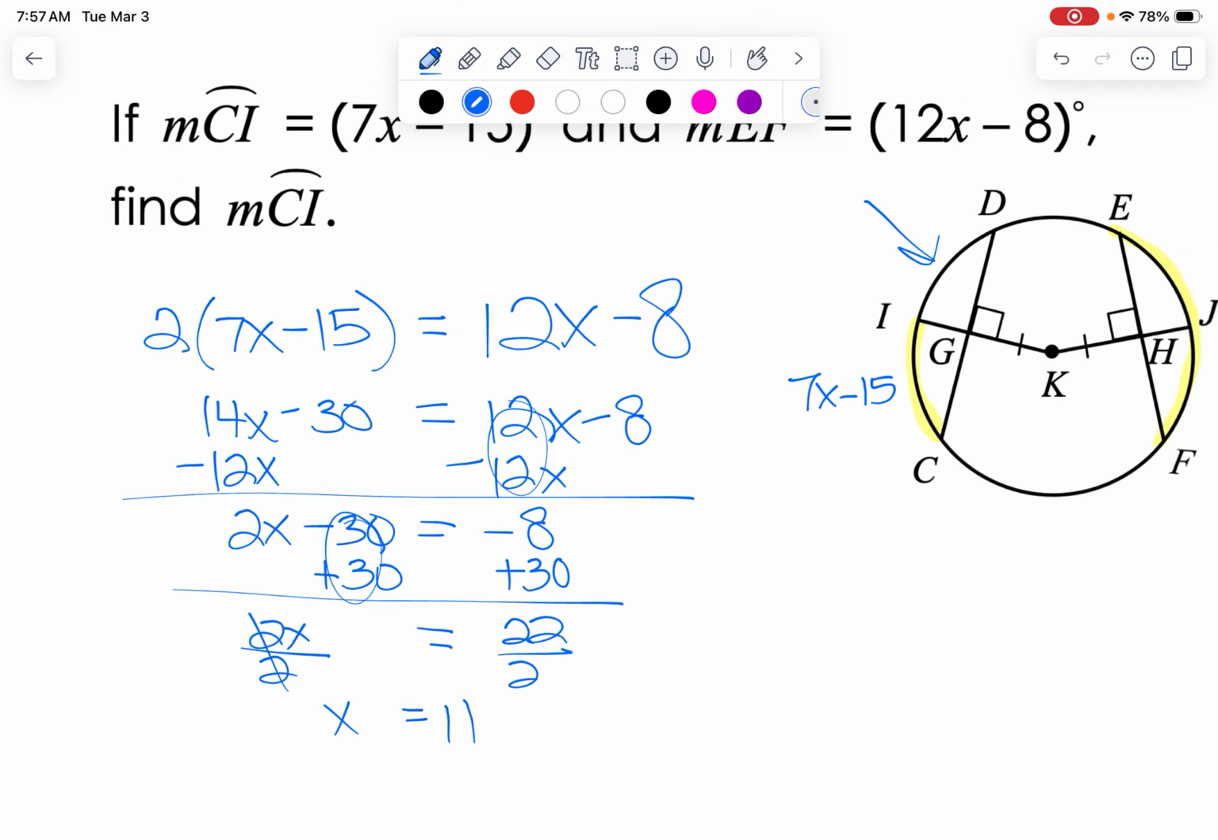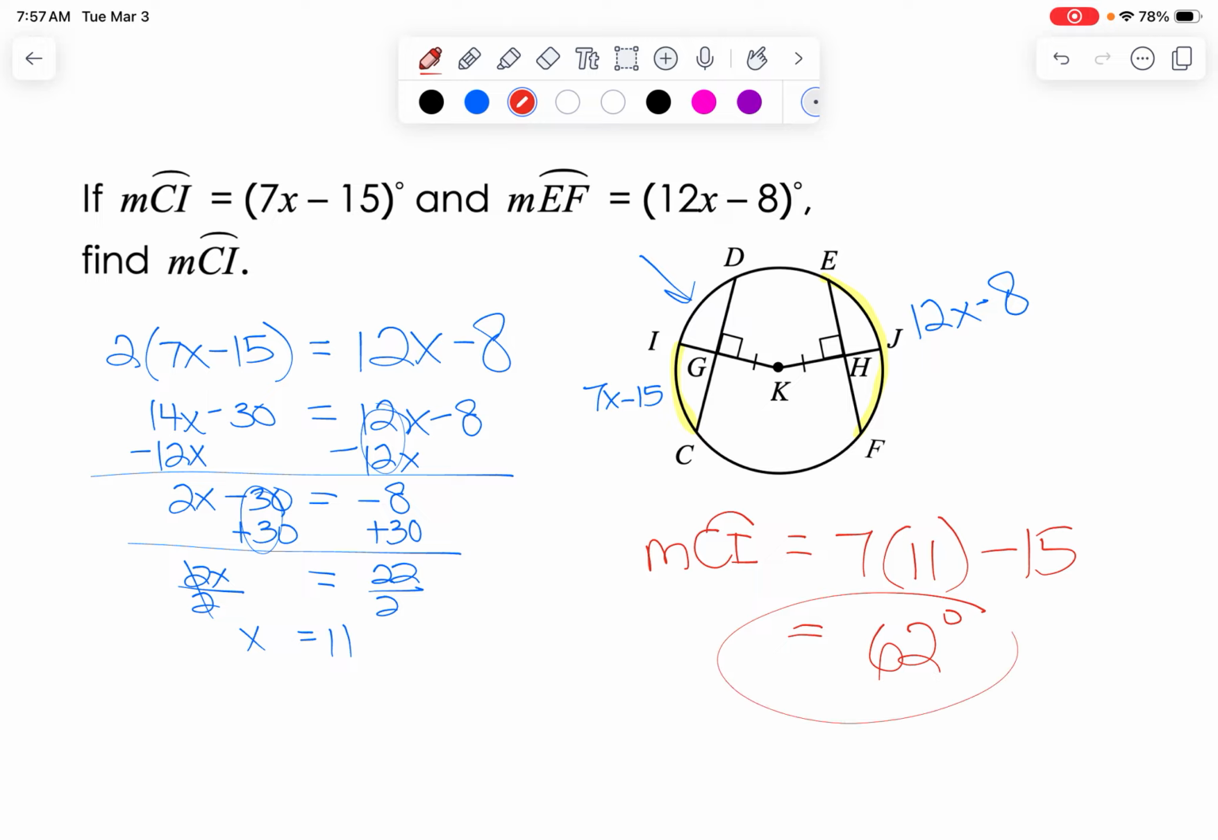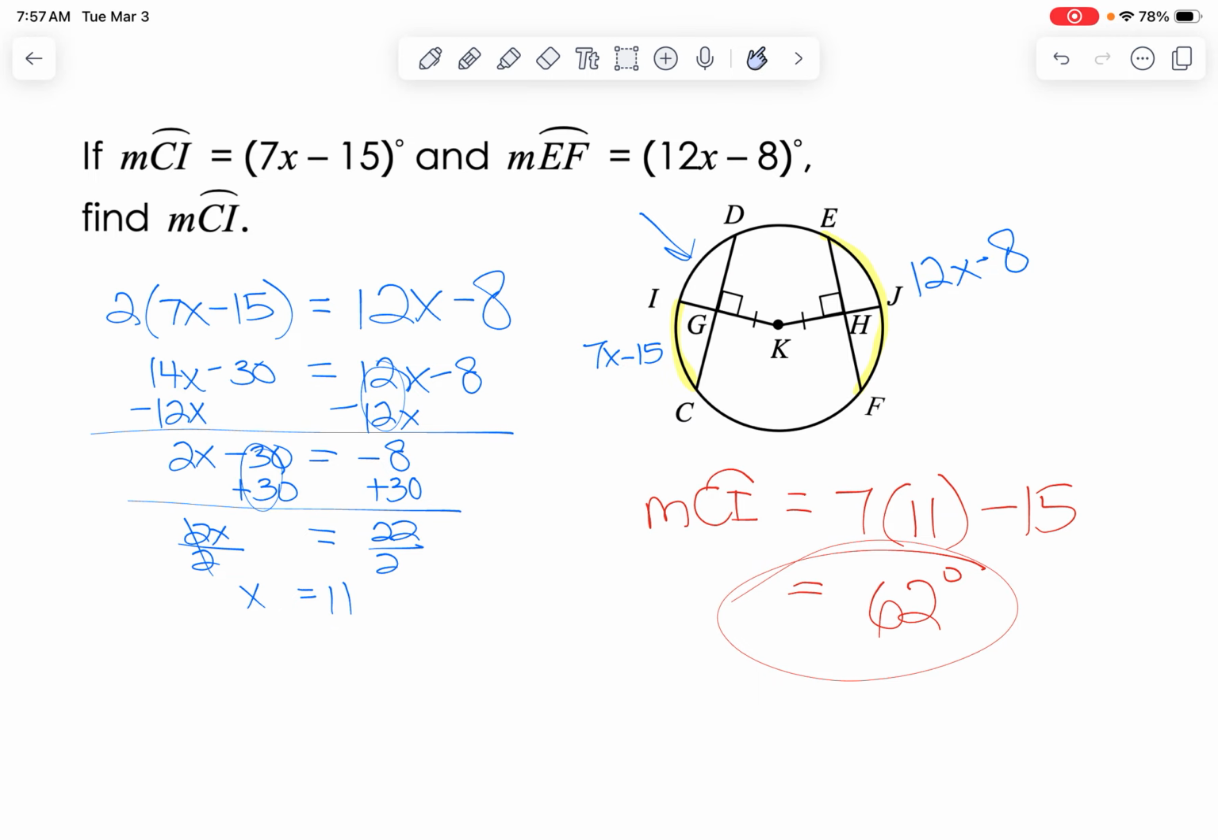Okay. And then I need the measure of arc CI. So let's do it. That's 7 times 11 and then minus 15, which is going to give me 77 minus 15, which would be 62, and then it's degrees. And there we go. So just using those properties to set them up, and then it's just a lot of algebra.